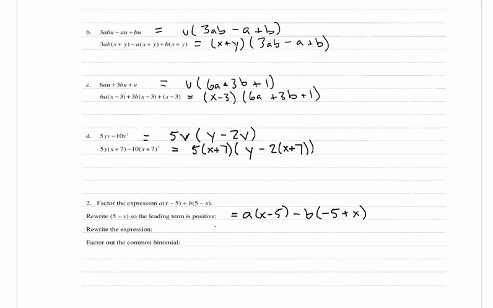And now they want us to rewrite the expression, so we're going to rewrite this and say a times (x - 5) minus b. And instead of writing negative 5 plus x, I'm going to write x - 5. And now they want us to factor out the common binomial. And our common binomial is x - 5. So we have (x - 5) times (a - b). And that's our video on factoring out a common binomial.